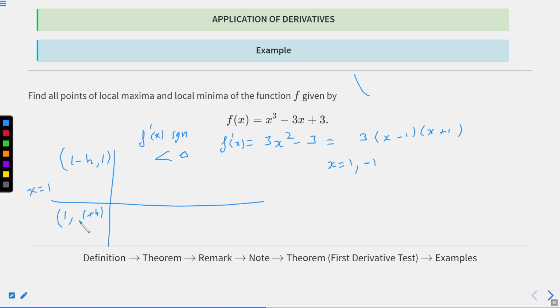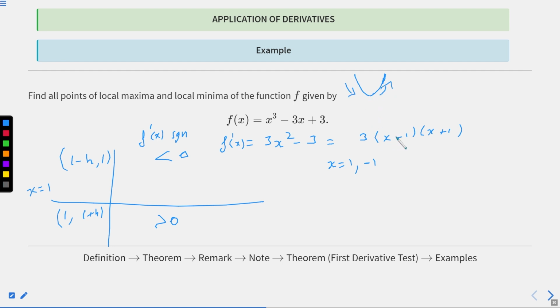But if you are in the interval greater than 1, then it will be positive. Take any value greater than 1, like 2 or 1.1, and this will be positive. This means f dash in this interval will be positive. If f prime x is positive, my graph is increasing. First it decreases and then it increases.